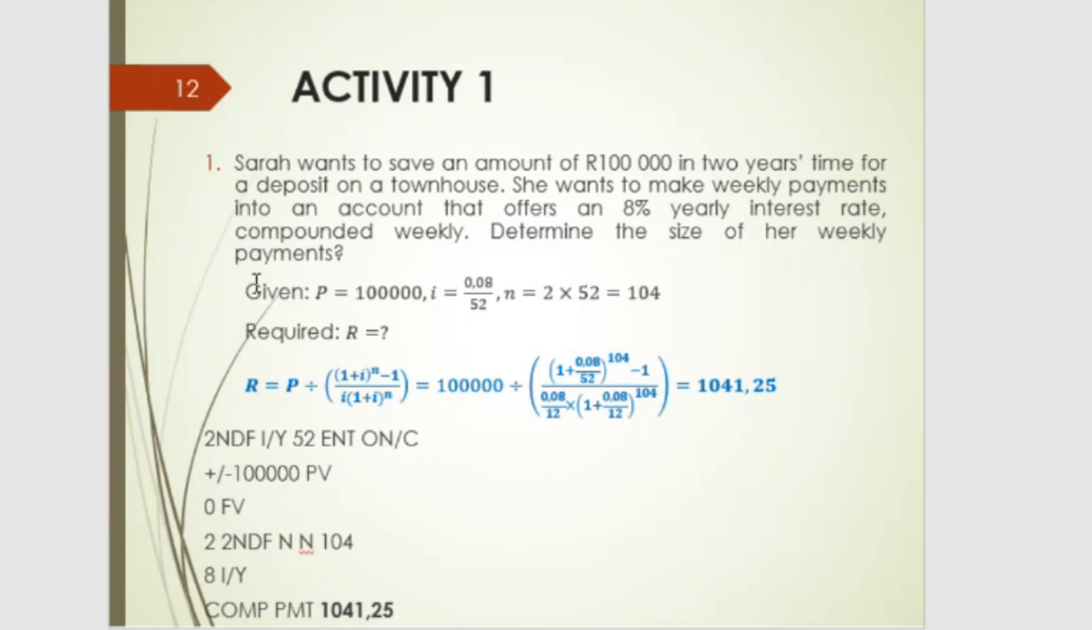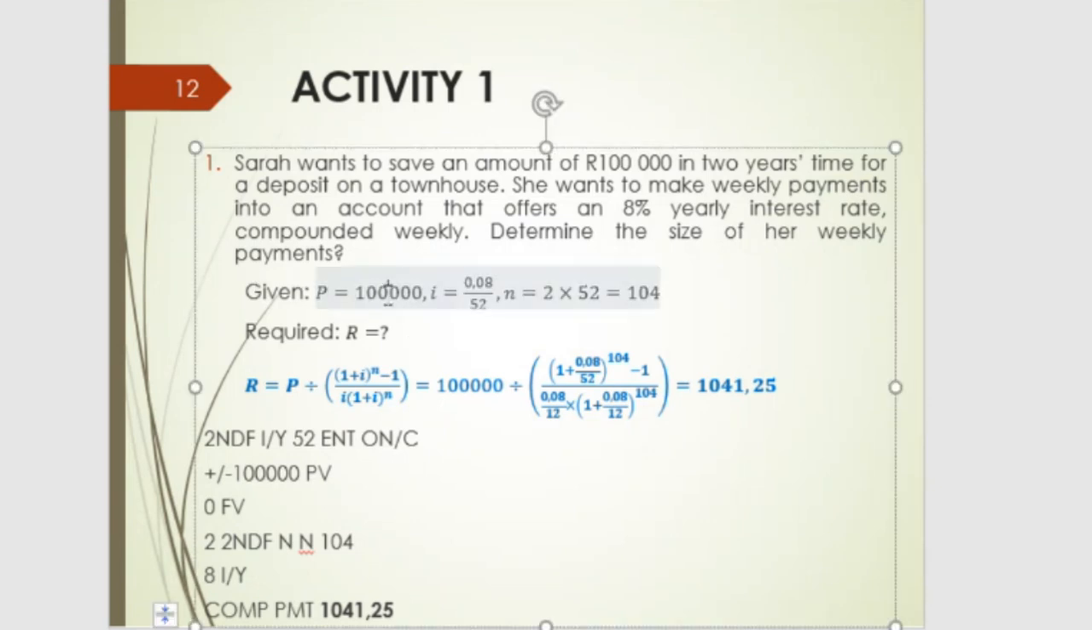Here, what was given is that amount, which is 100,000. We say it's the present value because she wants to save that amount. When? Now. She doesn't want it later. So the interest here is 8%, and because it's compounded weekly, we divide by 52. The number of periods is 2 years multiplied by 52, so it's going to be 104 weeks.